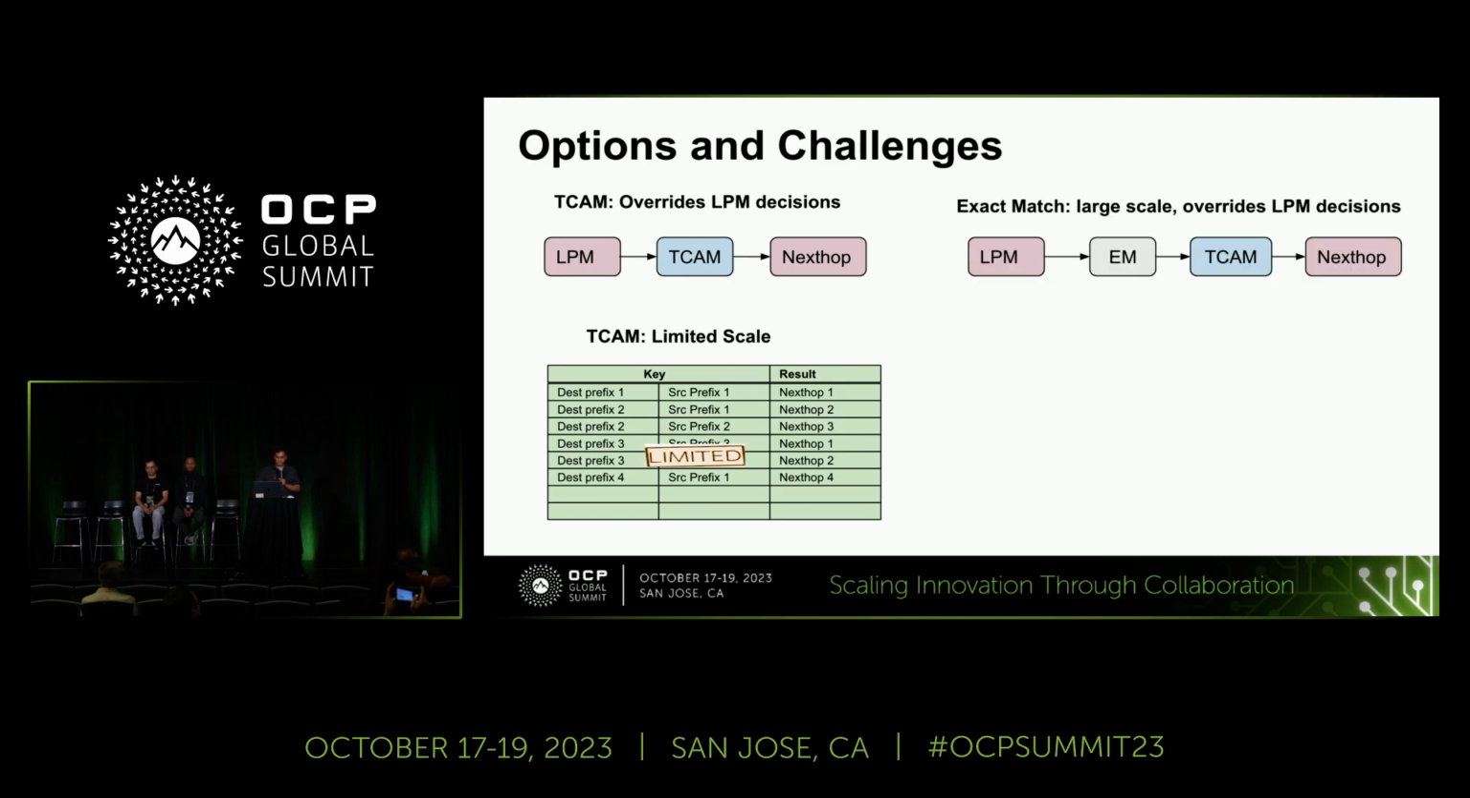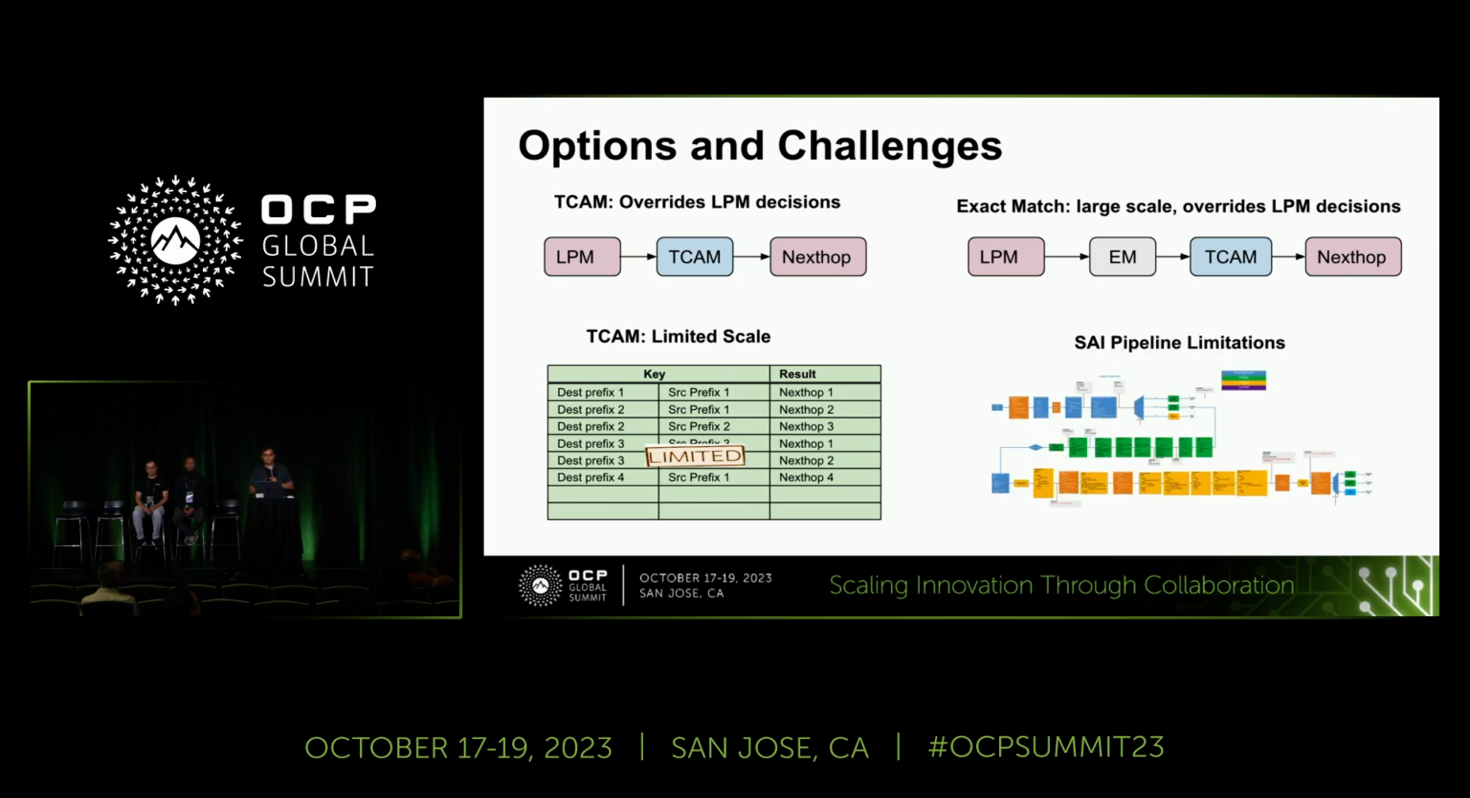The next option that we looked at is hash table or exact match. The exact match result can override the LPM result. And in our use case, TCAM overrides the EM result, although we would like this ordering to be flexible. The second limitation that we encountered was that the SAI pipeline does not have support for exact match. There is no way to specify that a table is exact match. We cannot specify the relative ordering between exact match and TCAM, and we cannot specify the properties of the exact match. So Jay is going to talk more about how these limitations were addressed in the next set of slides.